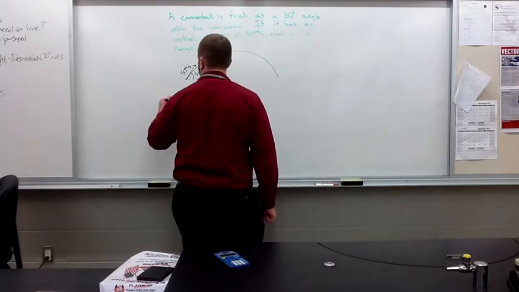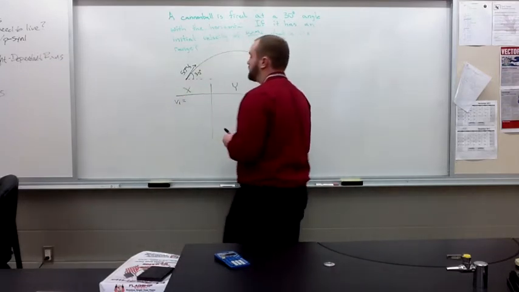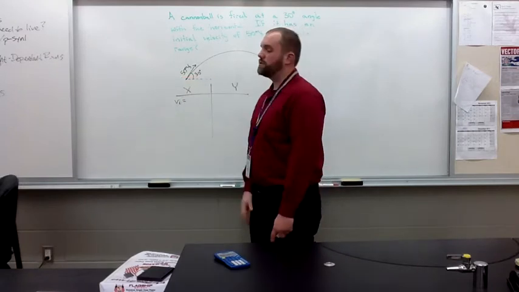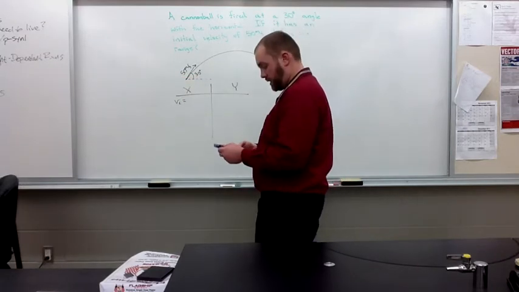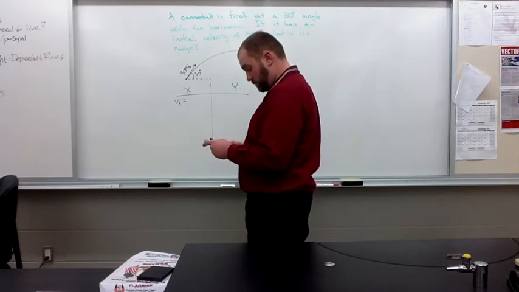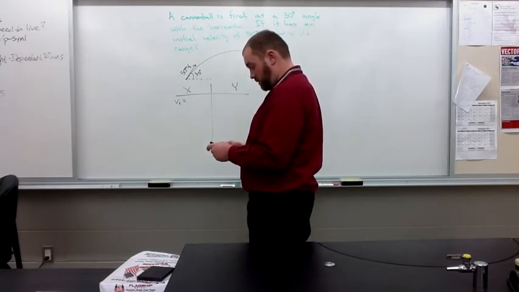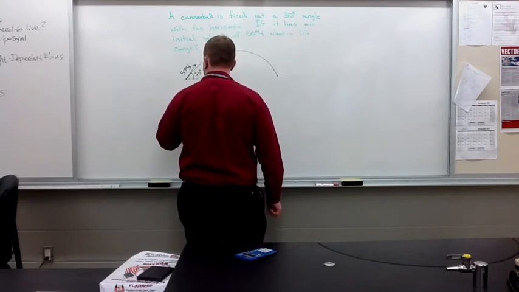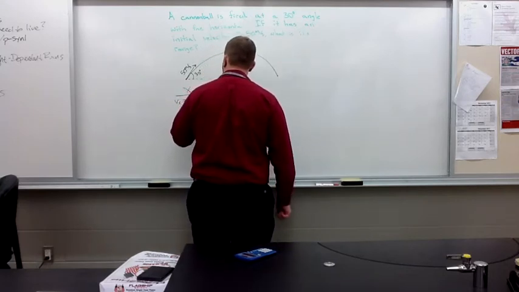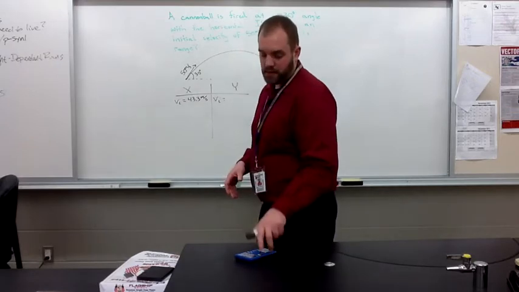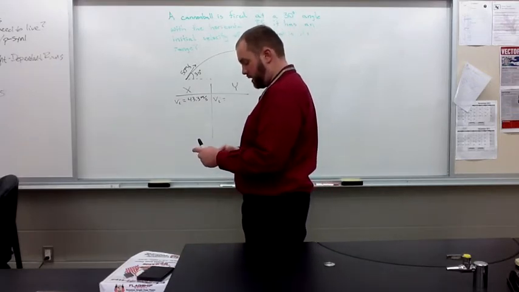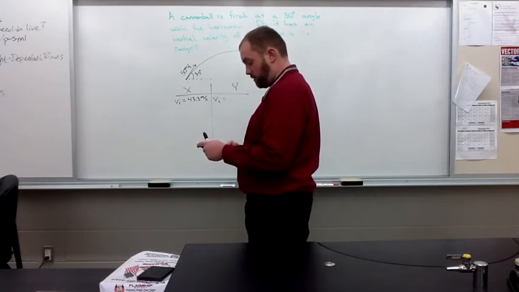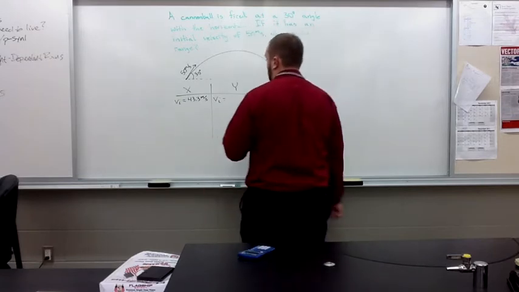So the initial velocity on the x side is going to be 50 cosine of 30. I got my calculator, so 50 times cosine 30 gives me 43.3 for the x. And 50 times the sine of 30, which is what we're going to have in the y, gives me 25.